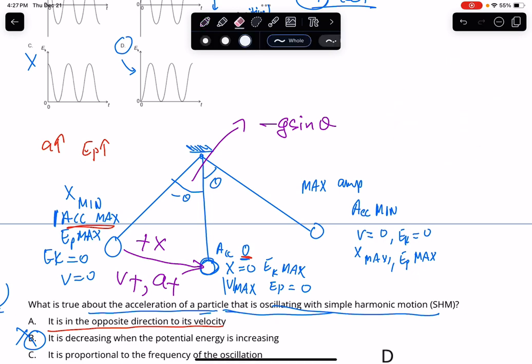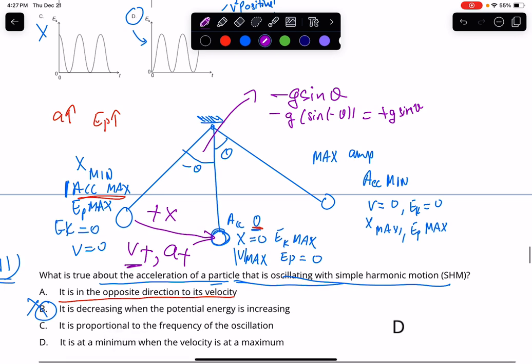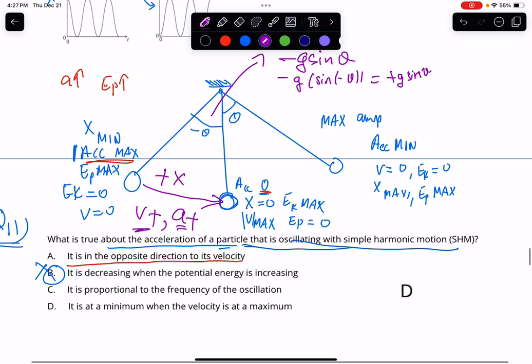So we have seen that acceleration is negative g sine of theta. And because theta is negative, this is negative g sine of negative theta. And then this just becomes positive g sine of theta. So in this purple region, the velocity is positive because you're going in the positive x direction, and the acceleration also ends up being positive. Okay? So therefore, it's not the case that the acceleration is opposite to its velocity all the time. There are some regions where that is the case, but not in all regions.